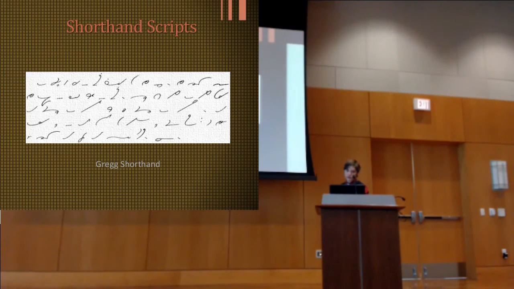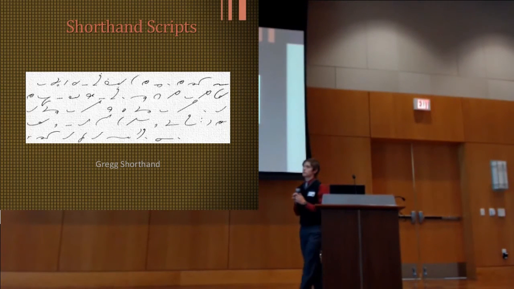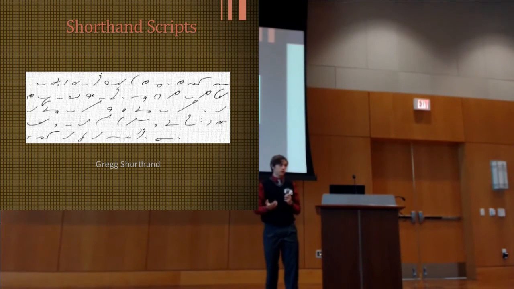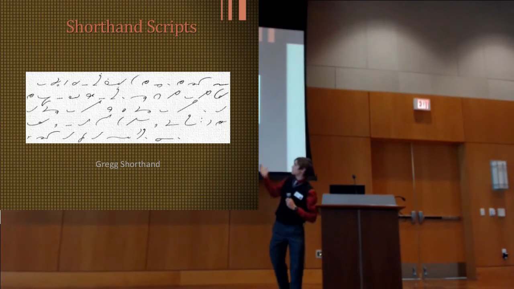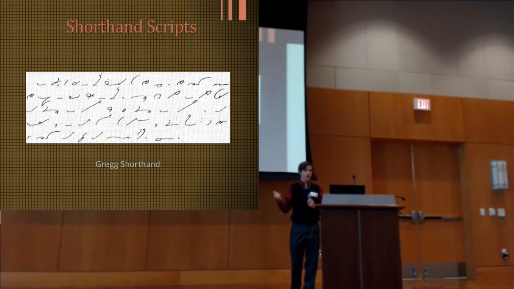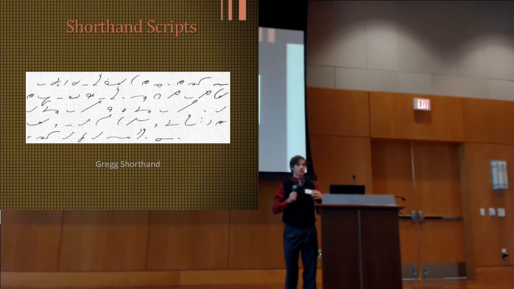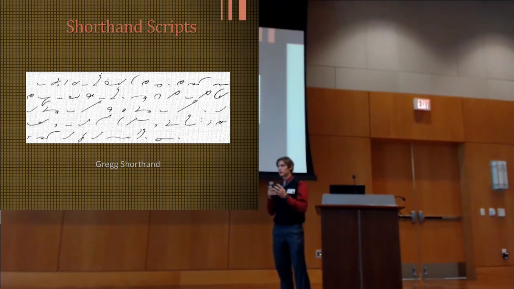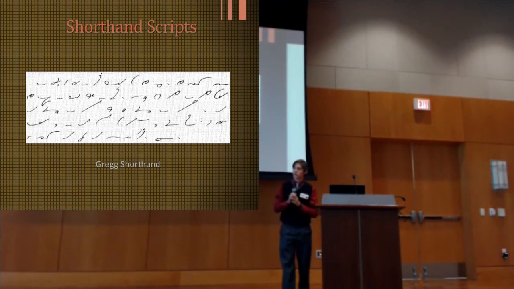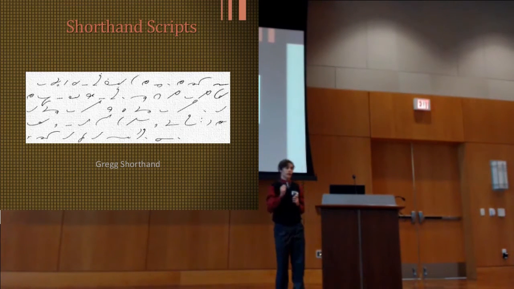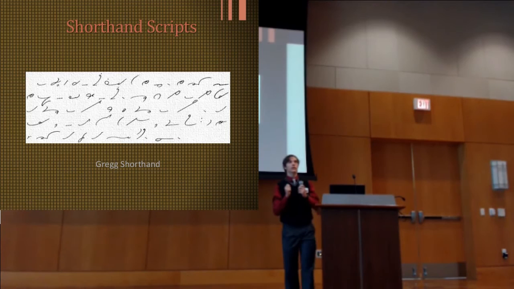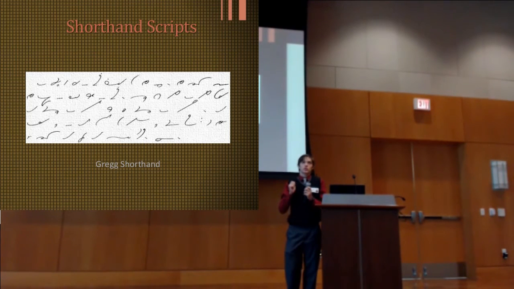Another reason you might want to create a constructed script is to optimize the process that we already use scripts for. One example of this is shorthand scripts. Probably the most famous is Gregg Shorthand, although Pitman Shorthand is also quite popular. These are essentially to reduce written language to the most basic components of it so you can write it as fast as possible. Gregg Shorthand, I believe the record for transcribing speech with Gregg Shorthand was something in the ballpark of 400 words per minute.